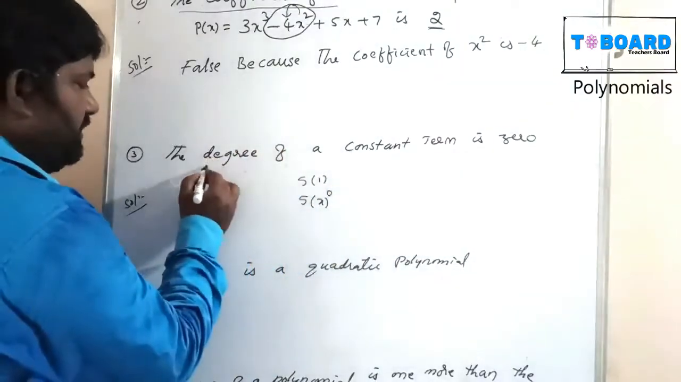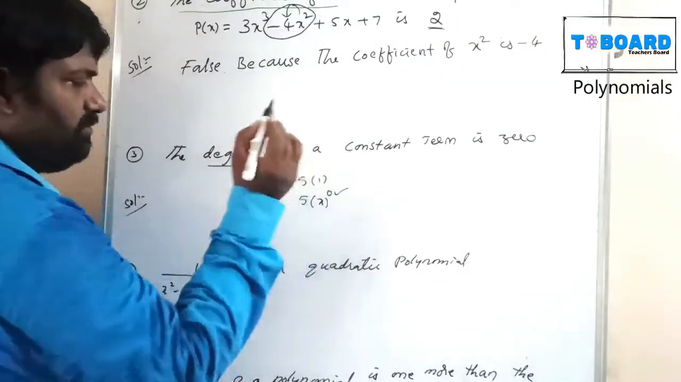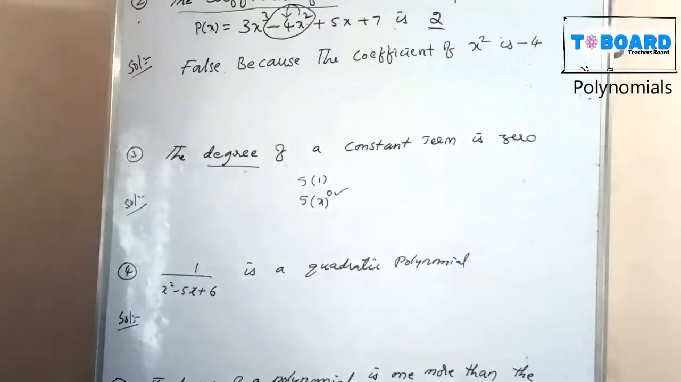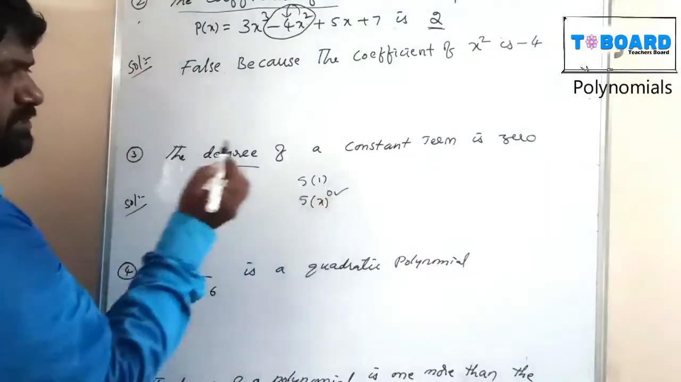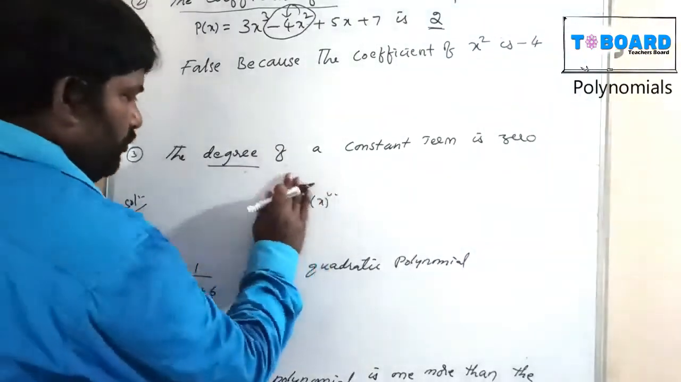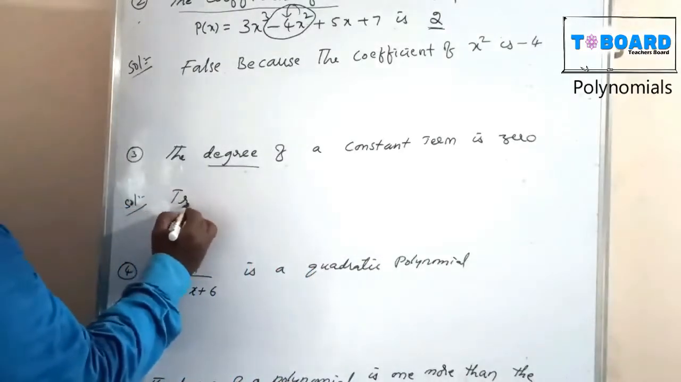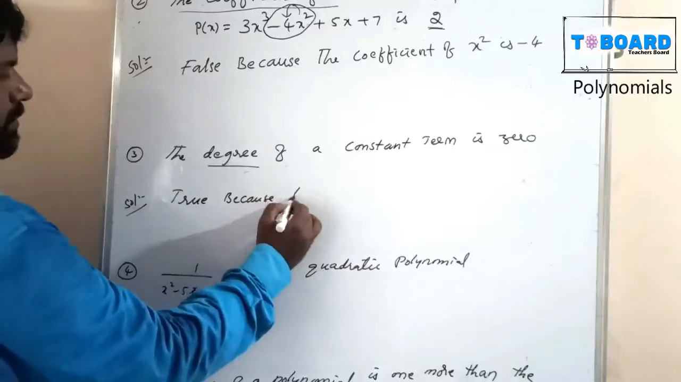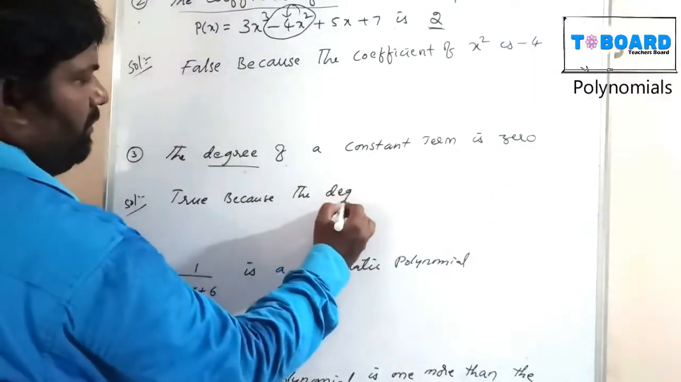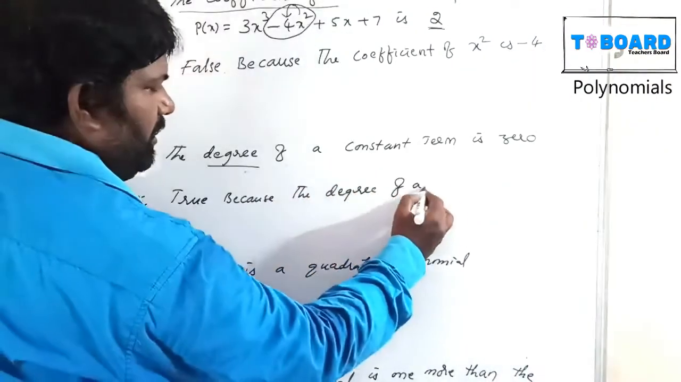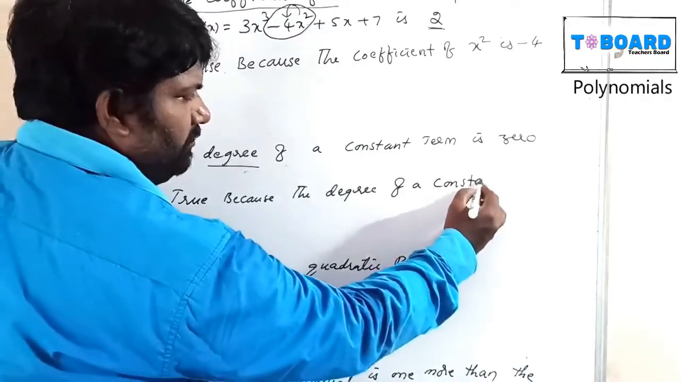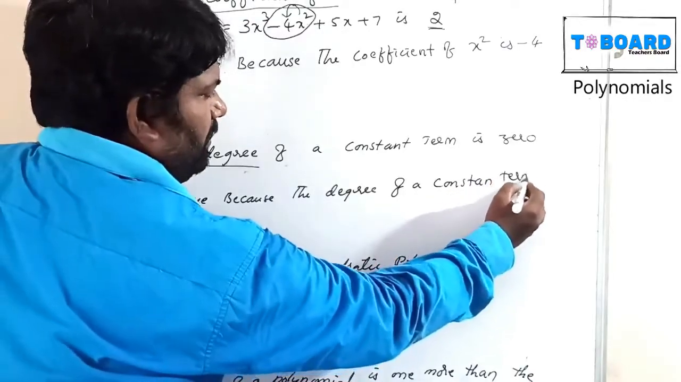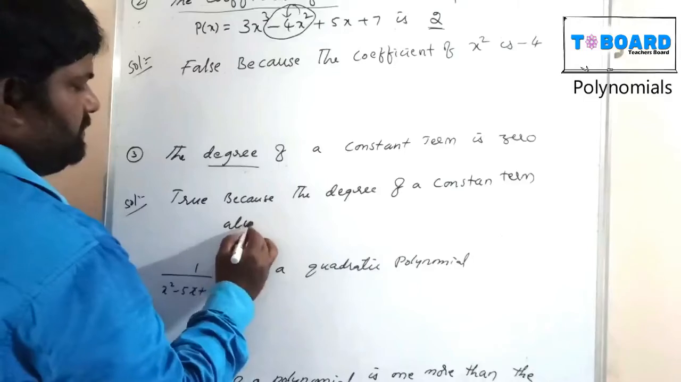Here what is given? Degree. Degree means the highest power of x. The highest power of x equals how much? 0. So it is true, because the degree of a constant term is always 0.